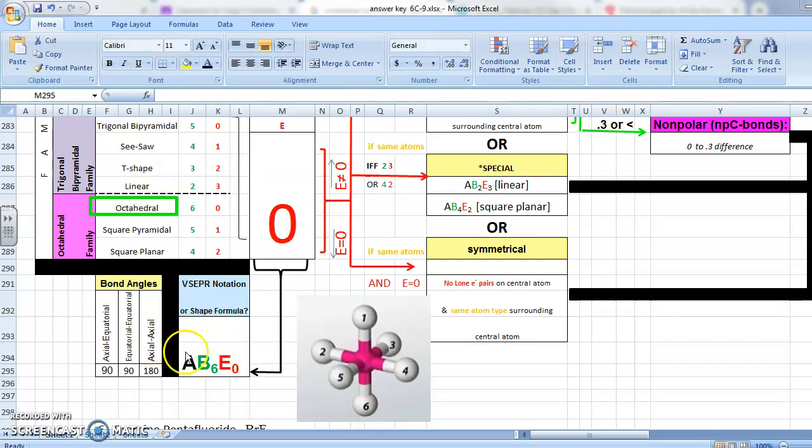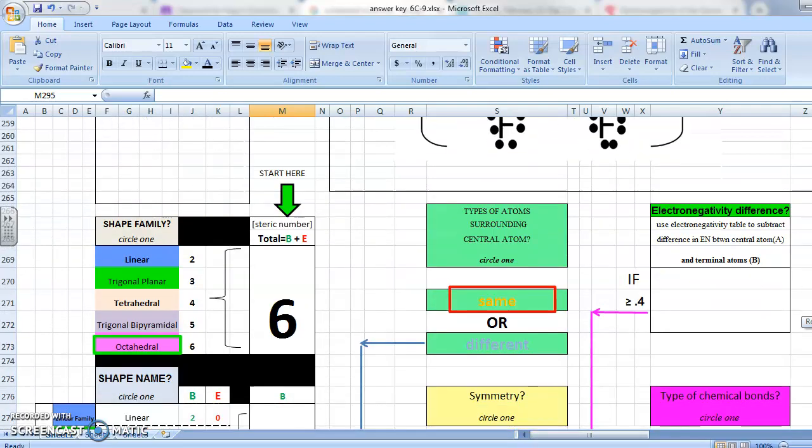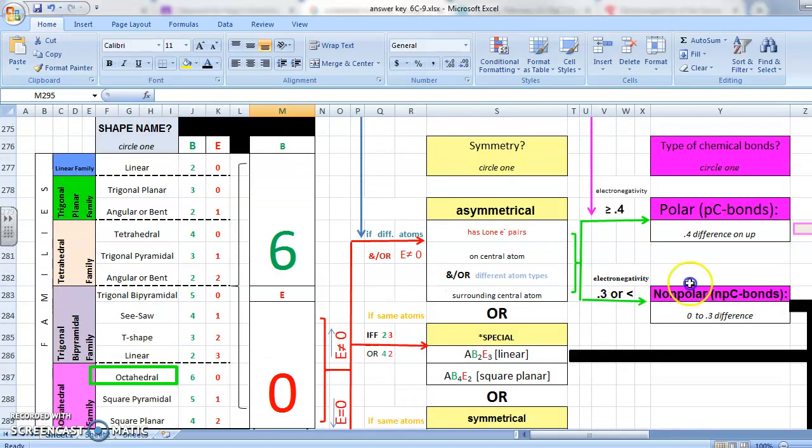The equatorial atoms are separated by 90 degrees. Then the equatorial to axial atoms are also 90 degrees. The axial to axial, they directly oppose each other. They're at 180. We have the same atoms surrounding iodine. They are all fluorines. They are the same atom. So we can't get the asymmetrical that way.